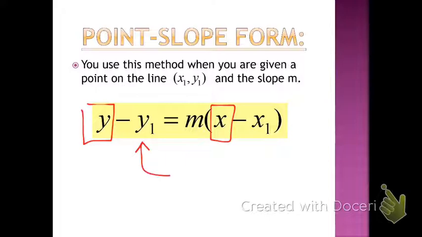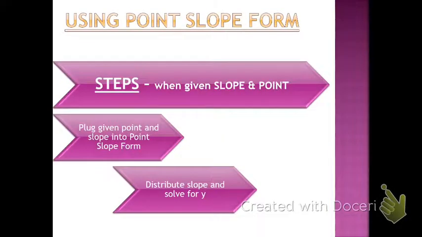But the y sub 1, the m, and the x sub 1, you're going to substitute numbers in for all of those. The way that you'll do that is you'll use a point that you're given, and the point that you're given will be going in for x1 and y1. So for example, if you were given the point 5, 6, you would put in the 5 for x sub 1, and you'd put in the 6 for y sub 1. And then the slope will still go in for m.